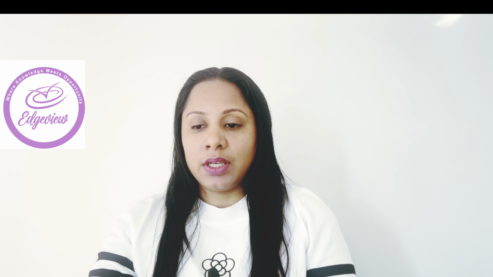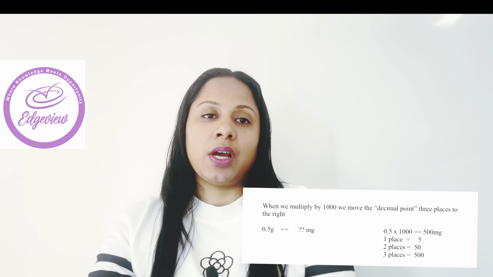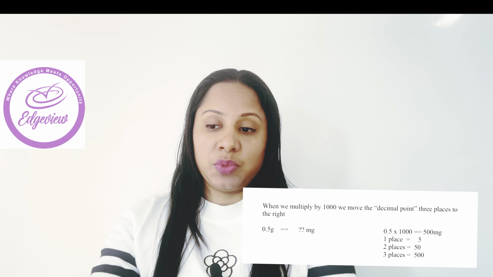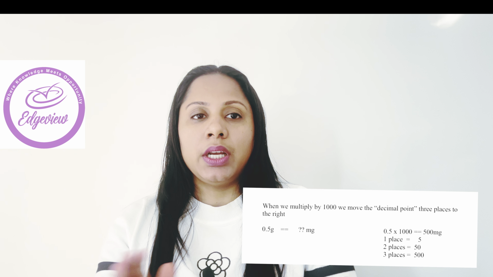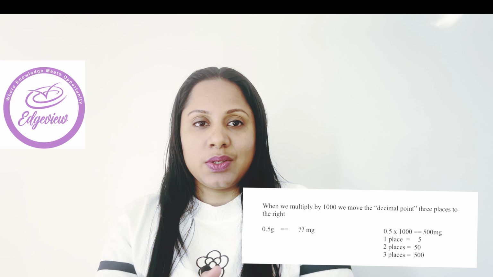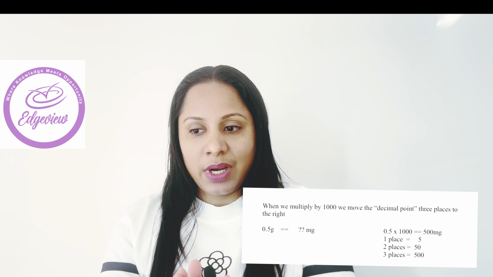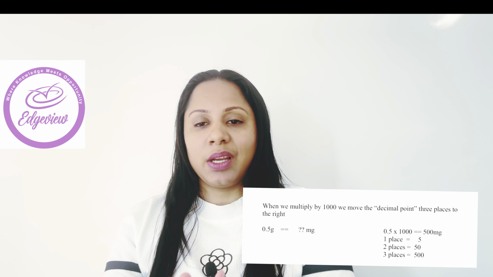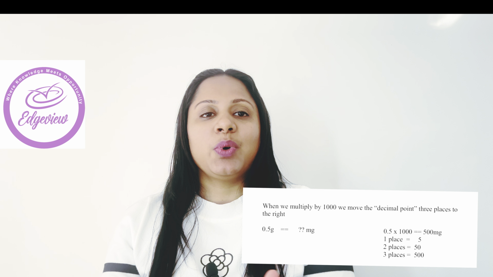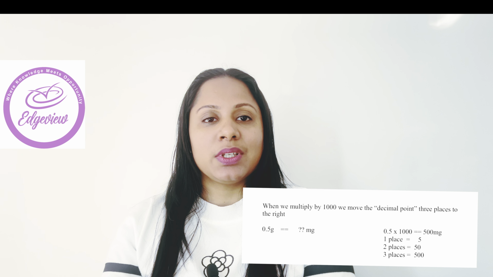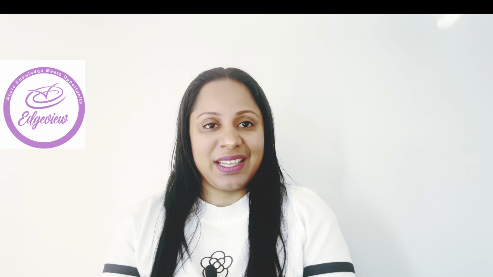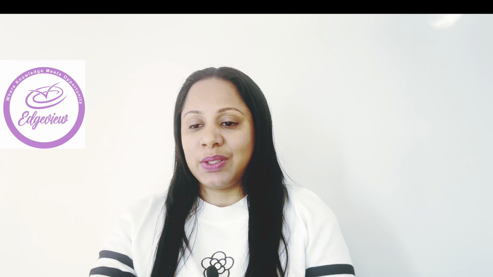Always remember that. So, 0.5 gram is equal to how many mg? You move the decimal point 3 places to the right. So 0.5: 1 place is 5, 2 places 50, and 3 places 500. So 0.5 multiplied by 1000 is equal to 500 mg. So always remember that one.